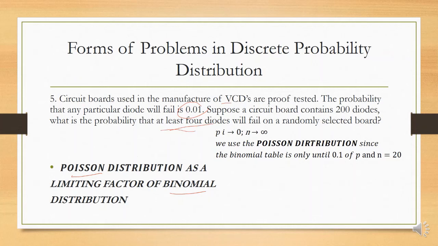Okay? So, in this problem, our probability approaches 0. 0.01. Okay? 1% lang siya, no? Yung n natin is approaching infinity. Actually, hindi infinity. It's very large compared to the probability. Okay?